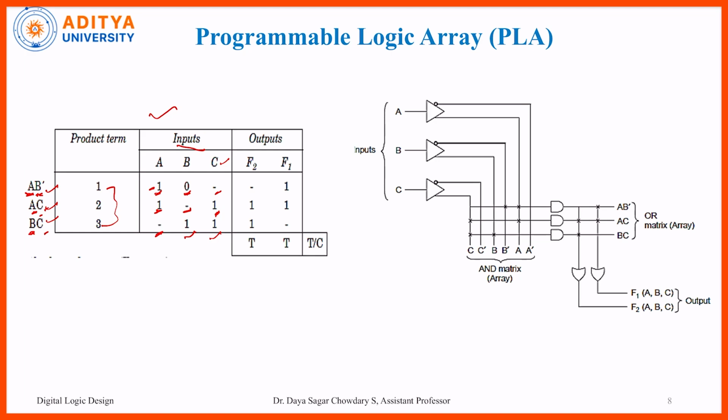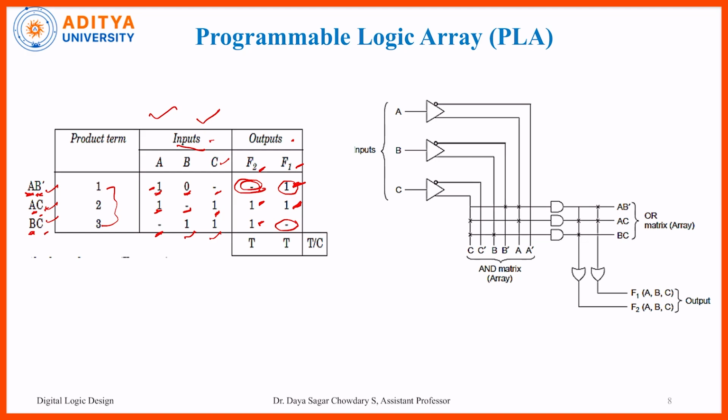Now the outputs are F1 and F2. Wherever this term is in F1, that means AB bar and AC, these two terms are in F1. That is why we are placing ones here, and in F2 the AC and BC terms are there, so we place 1 here. If a term is not there in F2, that means the first term AB bar is in F1 but not in F2, then we simply represent it with a dash. Likewise here also the dash is there. So we have to construct this table for both inputs and outputs for a given example problem.